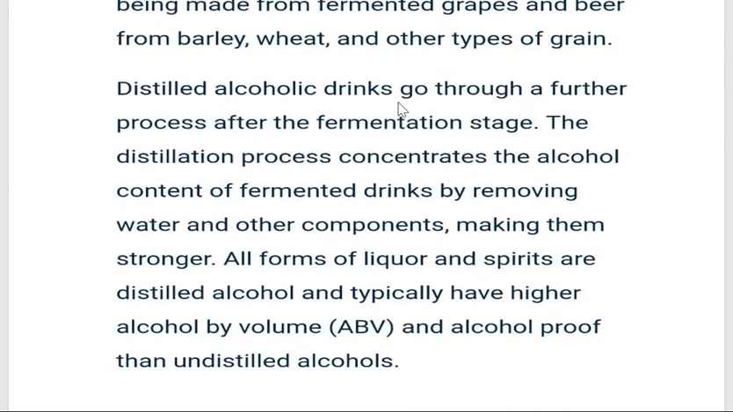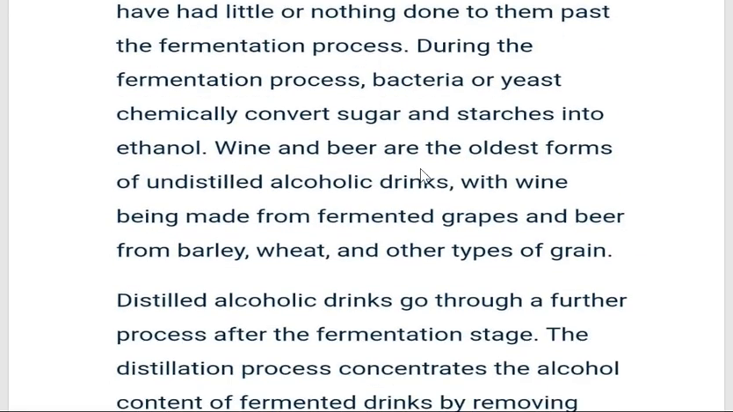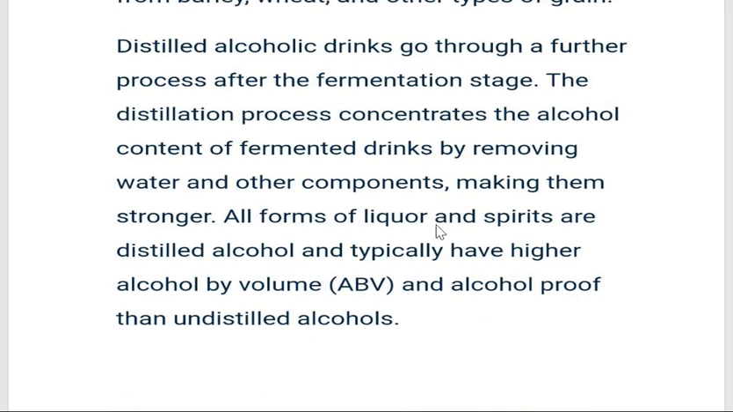Distilled alcoholic drinks go through a further process after the fermentation stage. The distillation process concentrates the alcohol content of fermented drinks by removing water and other components, making them stronger. All forms of liquor and spirits, these are the examples, are distilled alcohol and typically have higher alcohol by volume and alcohol proof than undistilled alcohols. So these are the differences between the undistilled and distilled alcoholic drinks. Examples for undistilled alcoholic drinks are wine and beer. An example for distilled alcoholic drinks is all forms of liquor and spirits.